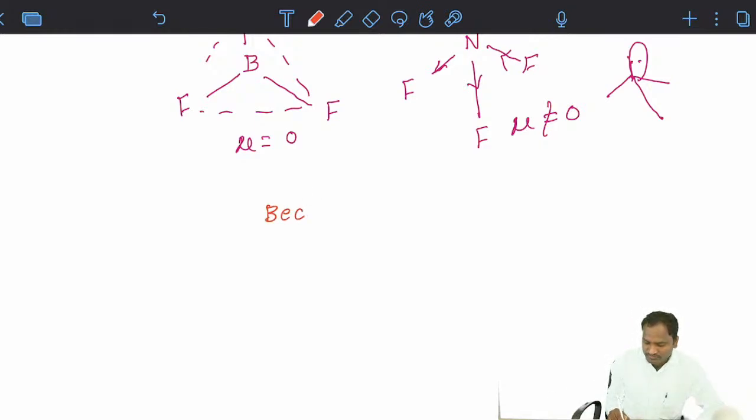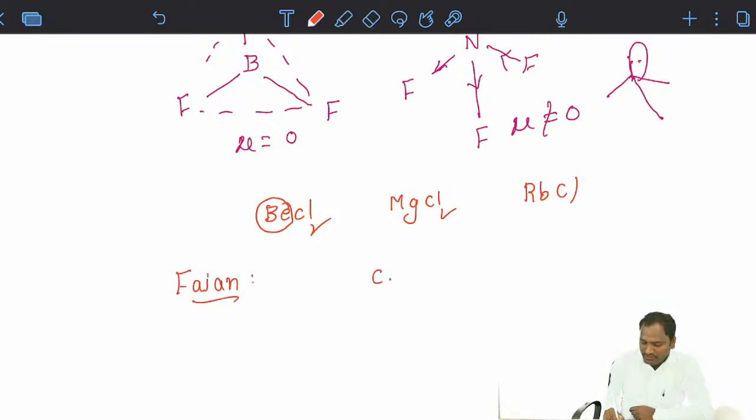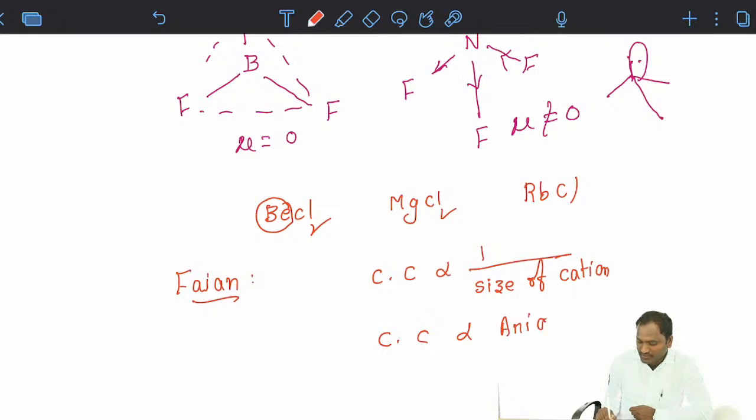BeCl2, MgCl2, CaCl2, something RbCl, now they have given. In this, beryllium size is too small. According to Fajans, covalent character is inversely proportional to size of cation. Note down these points, students. Covalent character with respect to anionic size is directly proportional to anionic size.